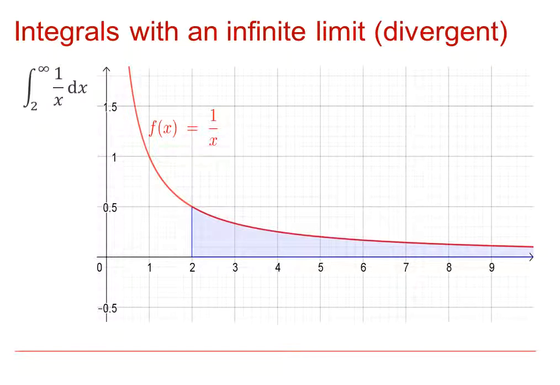We can see from the graph that 1 over x has values which are decreasing, but it's not absolutely clear that if we look at the area from 2 all the way to infinity, whether the area would converge on a value or not.